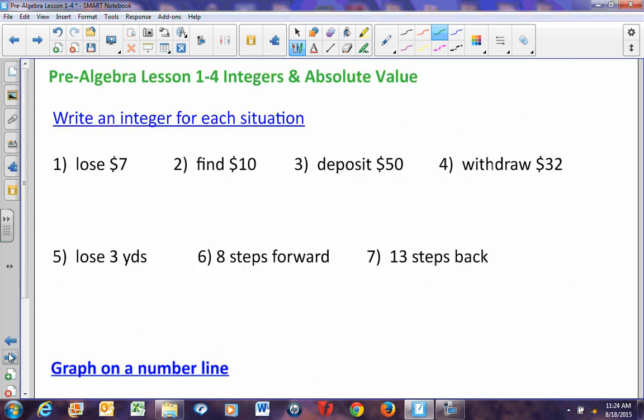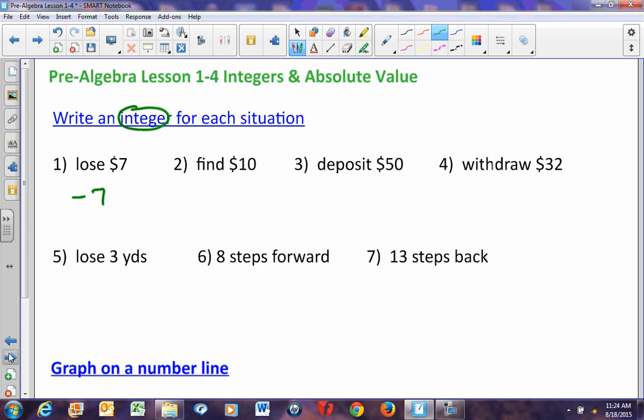All right, we're going to write integers, which are positive and negative whole numbers. That's all they are, positive and negative whole numbers. For each situation. If you lose $7, that means you're down $7. That's minus 7. Notice you do not need to put the dollar sign because we're just asking to write integers. No symbols, just the integers.